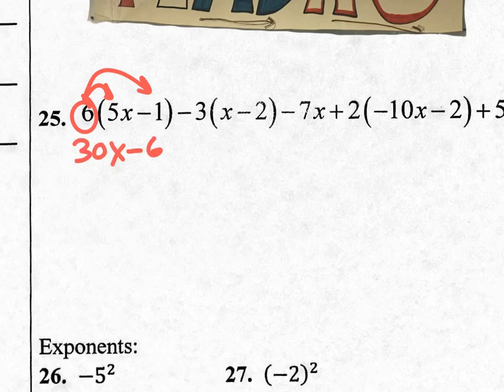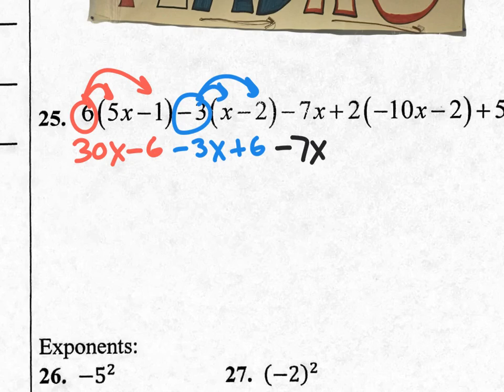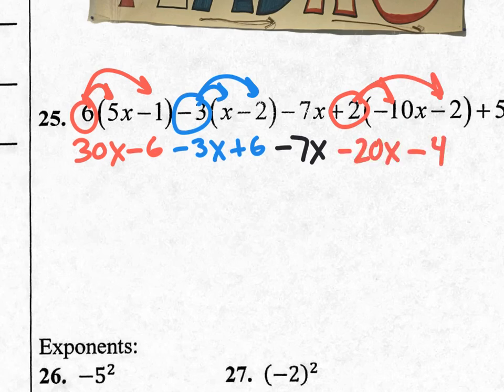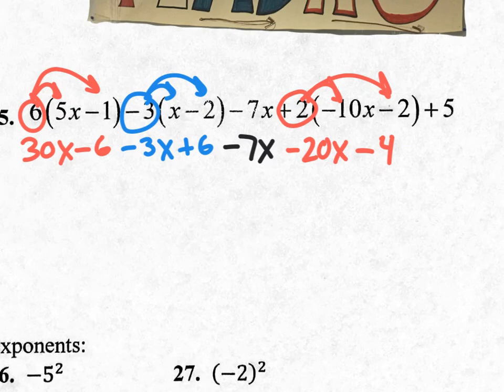I'm going to be pausing and doing the work quickly because I'm running out of time. Let's now distribute the negative 3 to both of those guys, and what do we get? Negative 3x plus 6. And what about the negative 7x? I'm just going to rewrite that because there's nothing to do with that negative 7x. Let me go back and distribute the positive 2 that's out here into both terms, and what do we get? And you get the negative 20x minus 4. Let me move things over a little. And we also have a plus 5 at the very end, so let's just bring that down.